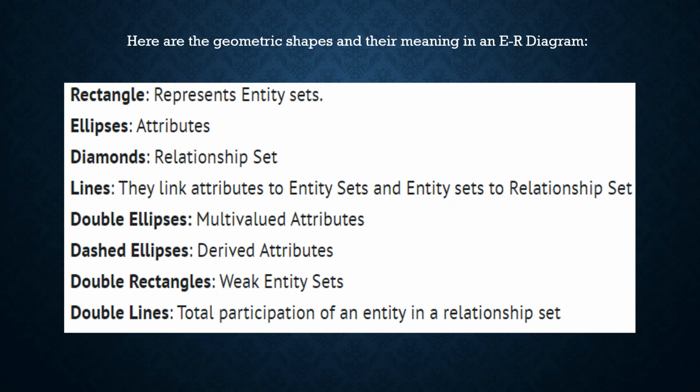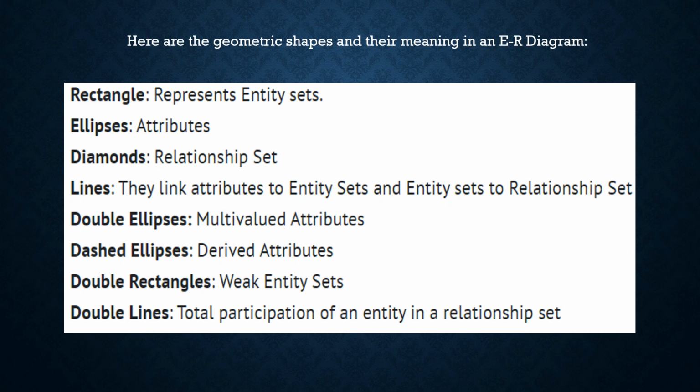Next, the double ellipse indicates a multi-valued attribute. It is not in your syllabus. Dashed ellipses indicate derived attributes. These two things are not in your syllabus, but they are there in database concepts, so in the ER diagram it is there.